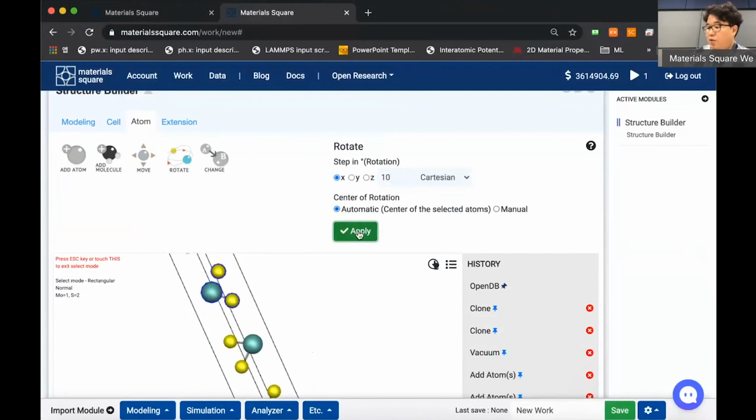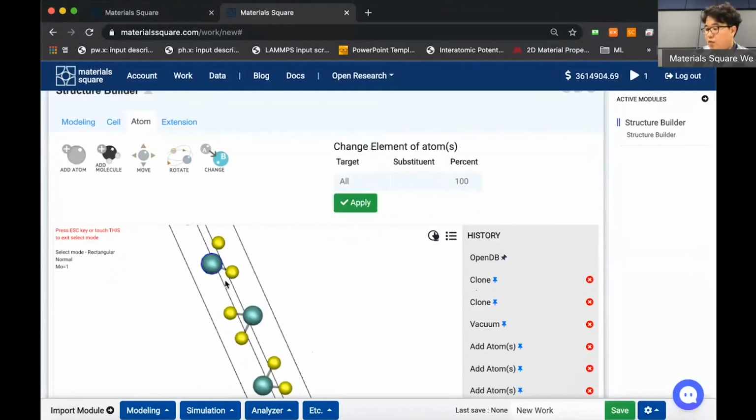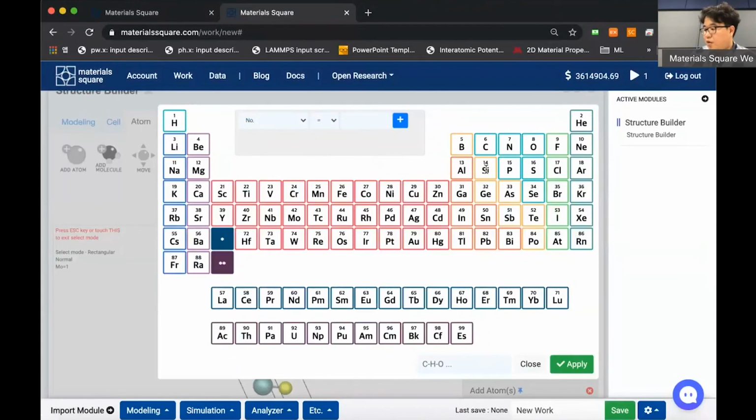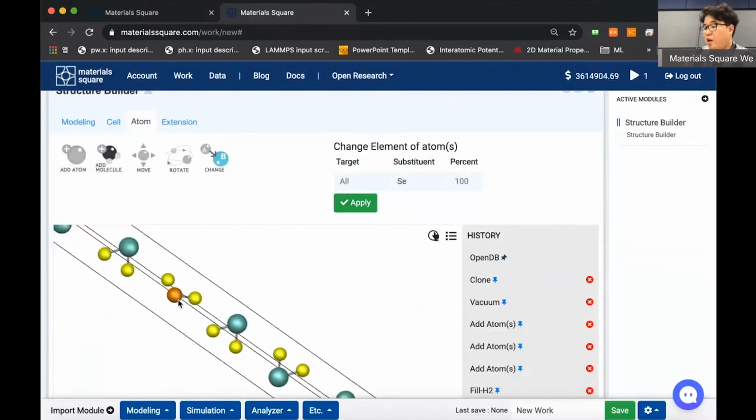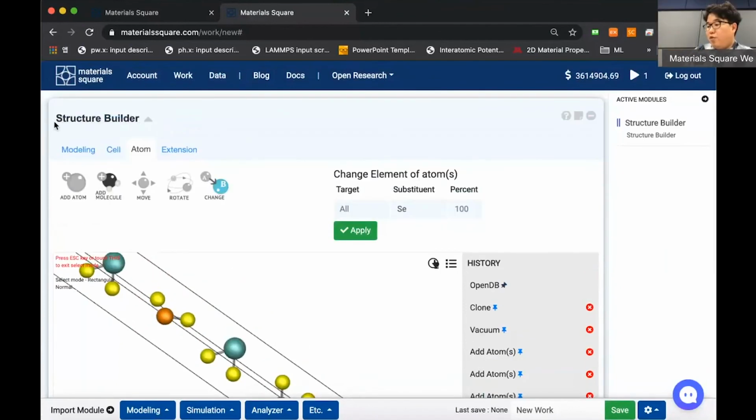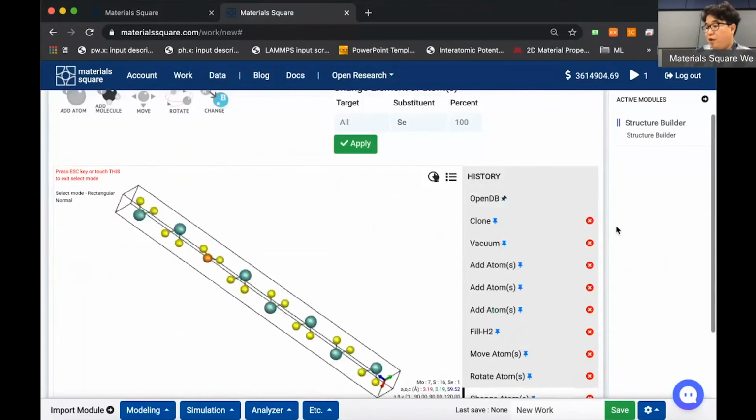Okay, right. This is rotation, and you can also use change. Okay, this one atom. Change to selenium. Okay, apply. It's going to be changed to selenium. Molybdenum, not molybdenum disulfide anymore. This is molybdenum diselenide. Okay.